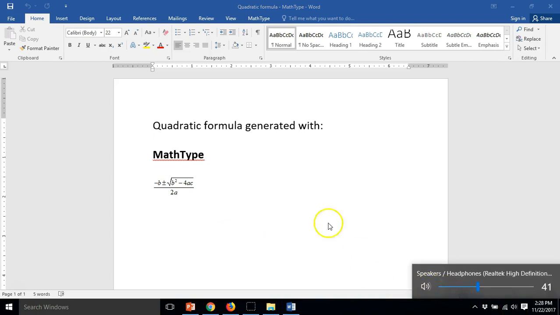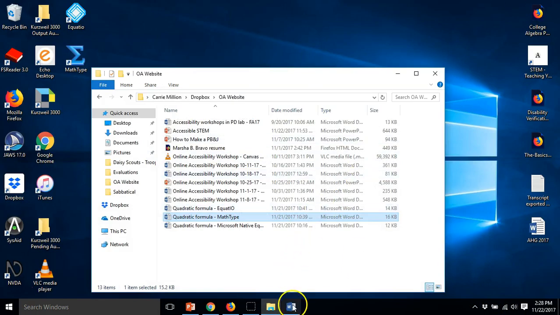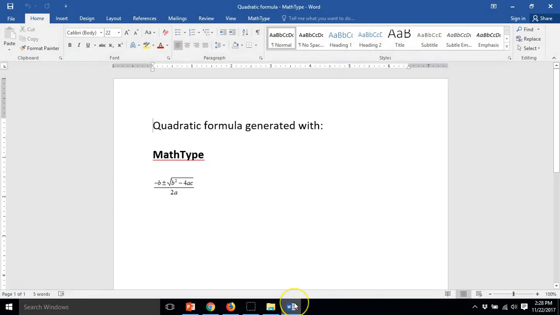Quadratic formula MathType Word, Microsoft Word document edit multi-line, page 1 section 1, quadratic formula generated with MathType, the fraction with numerator negative b plus or minus the square root of b squared minus 4ac and denominator 2a.